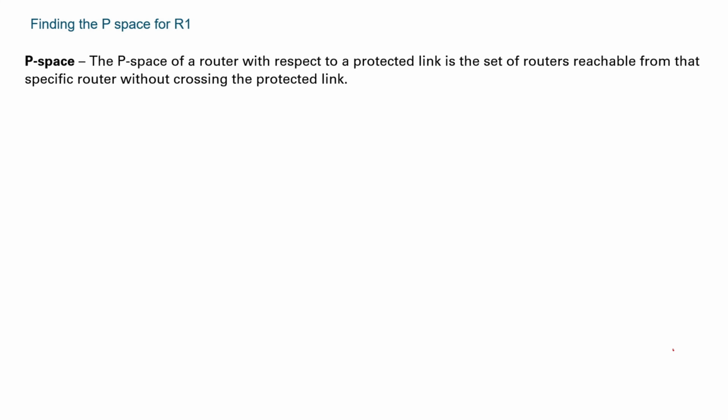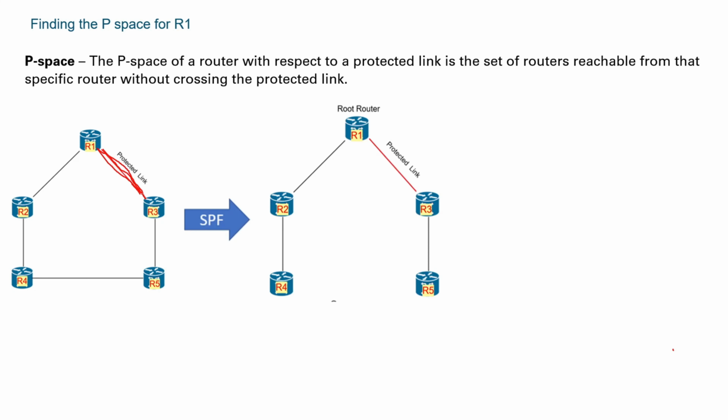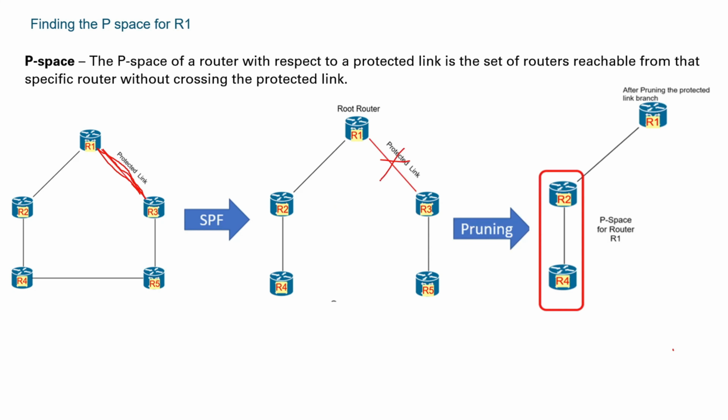Let's discuss it using more diagrams. So let's say this is the diagram and we are protecting the link between R1 and R3. For R1, if we run the SPF, this is the SPF graph for R1. And if we remove this particular link, this has become the P space for the router R1. R2 and R4 are in the P space of router 1.